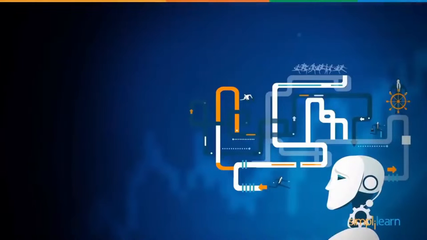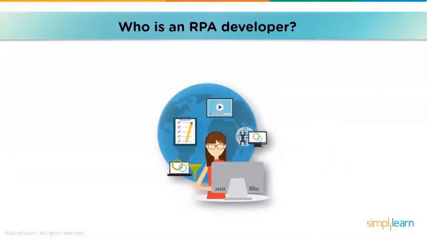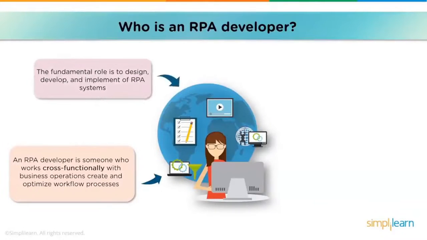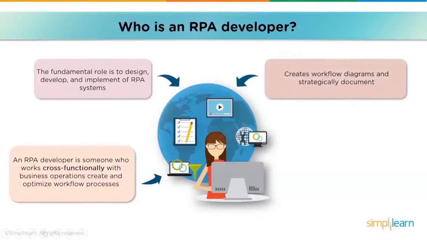So let's begin by understanding who is an RPA developer. Generally speaking, an RPA developer is someone who works cross-functionally with business operations and business analysts to create and optimize workflow processes. However, this is a relatively new career path and many organizations' formal titles for RPA developers differ. Other similar positions may include titles like process designer or automation architect. But no matter the title, the role of a successful RPA developer involves designing, developing, and implementing RPA systems. In order to automate a business process, an RPA developer will be required to create workflow diagrams and strategically document the implementation.